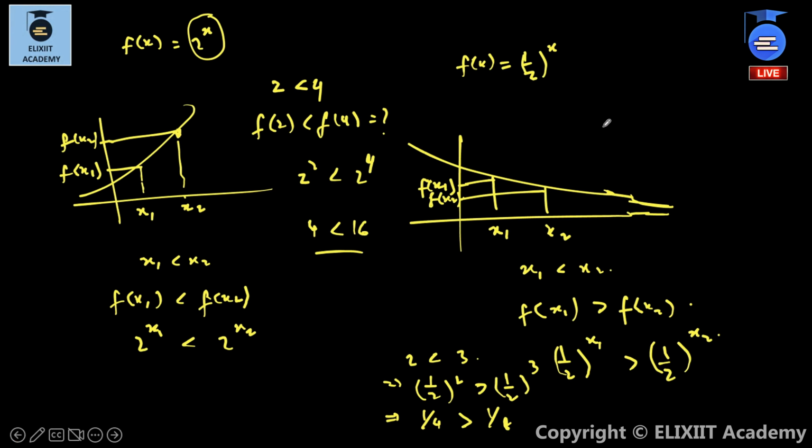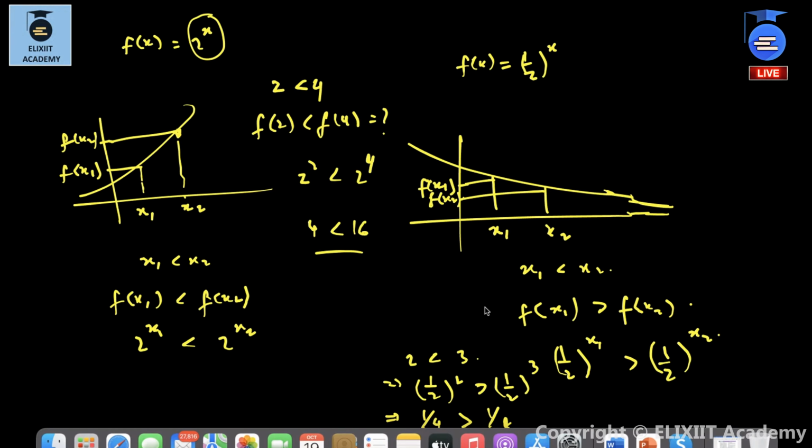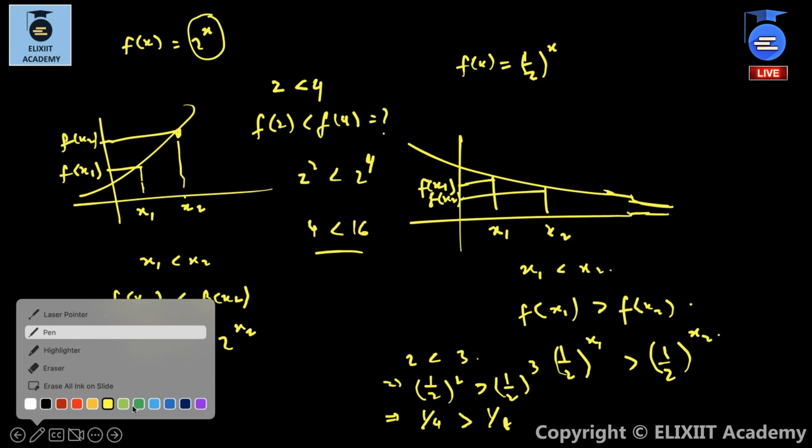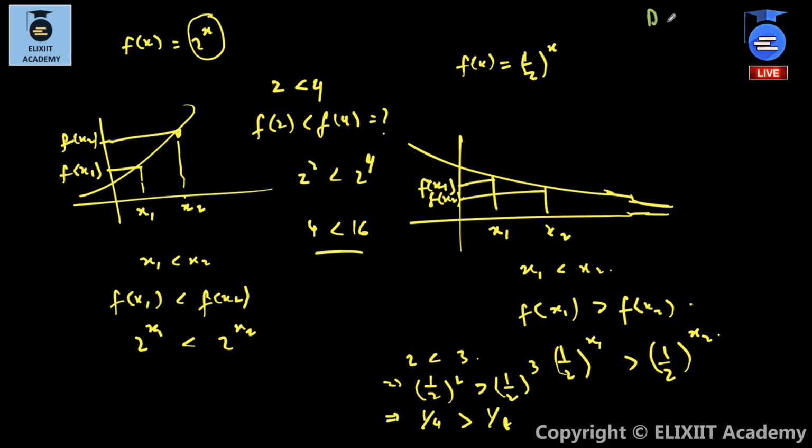Let me write it somewhere here. What is the domain of the log function? 0 to infinity. What is the range of the log function? All real numbers, minus infinity to plus infinity. I hope you remember this concept. Domain is 0 to infinity. Range is minus infinity to plus infinity. So 0 to infinity means the values of x. Domain means the values of x, the input values. Input values are 0 to infinity.